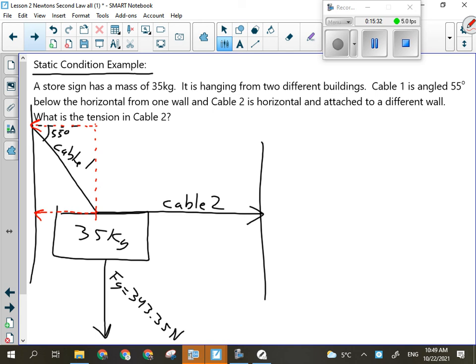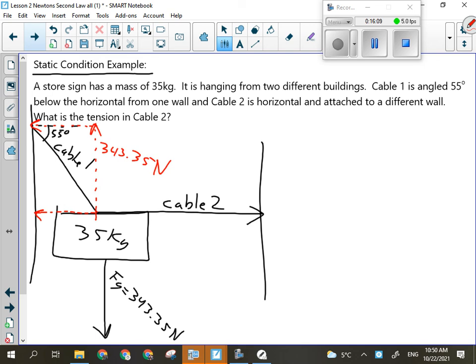Because so far, I've only done one calculation, and it was m times g. I mean, that's pretty simple, okay? I'm going to have to do one more calculation here, and I'll be done this problem, right? So I know this side here is 343.35 newtons. Can I find the tension in cable 1? Yeah, it's the hypotenuse of this triangle. I've got this angle, the opposite side to that angle, and I'm looking for the hypotenuse. Okay, what trig function do I use for that?